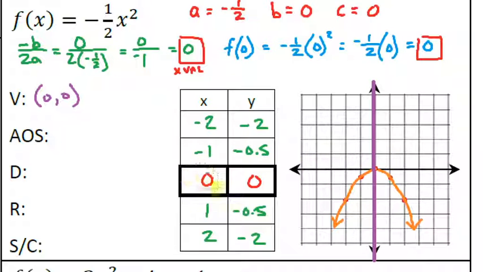Remember, the x value of the vertex tells you the axis of symmetry. Sorry, it's x equals 0. It's where x equals 0. You write x equals, and then the x value of the vertex.